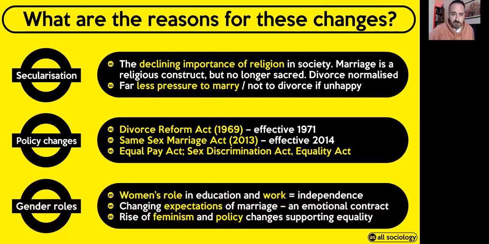And the final bunch of changes I'm going to look at are what I might consider to be changes in gender roles. So again, going back to women's role in life now means you can go out to work, get an education. That's independence, meaning you do not need to rely on a husband to financially support you. We can also think about the change in expectations of marriage. So what marriage was 50, 60, 70 years ago is very different to what it is now.